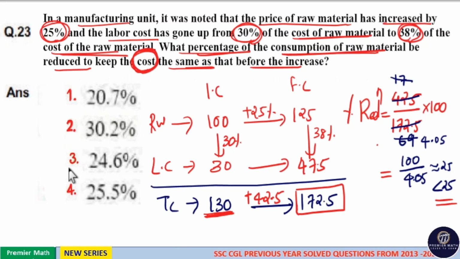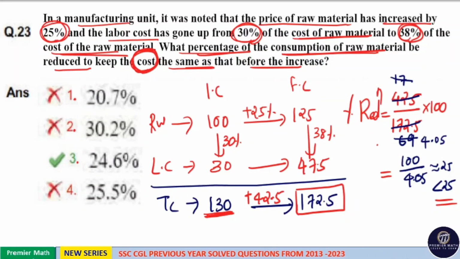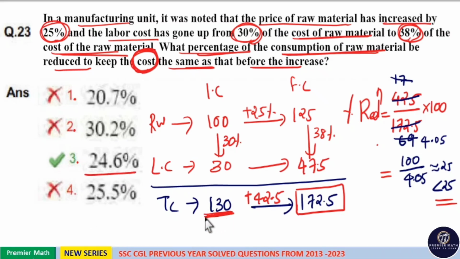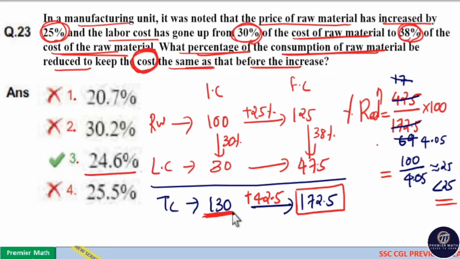Nearly 25 and less than 25 is equal to option 3. That is, 24.6% is the percentage reduction in consumption of raw material. That is, we should reduce 24.6% of raw material consumption. Then we can maintain the total cost as 130 rupees.